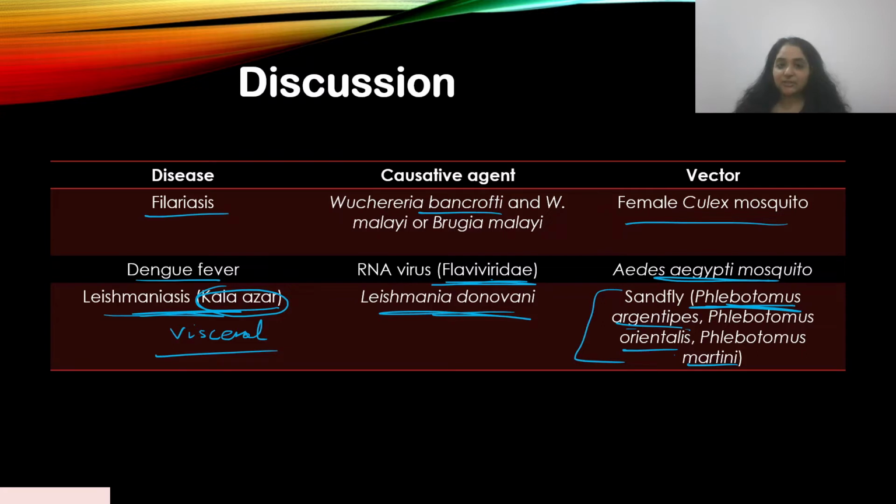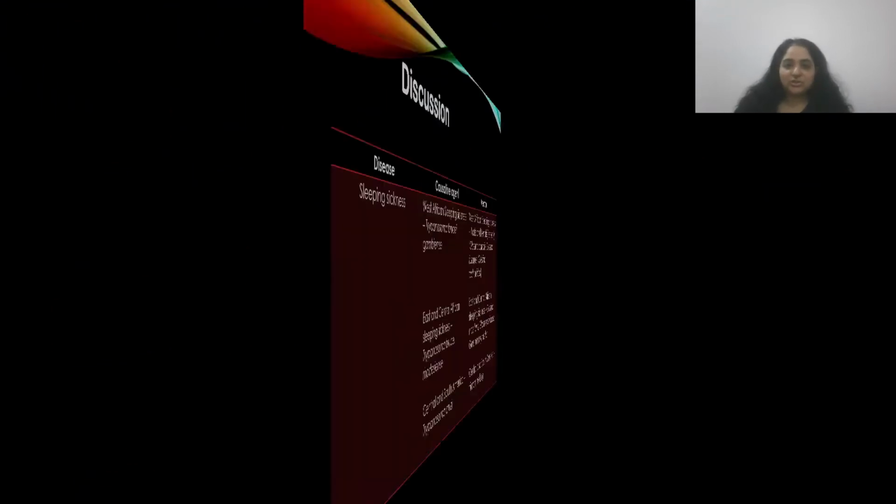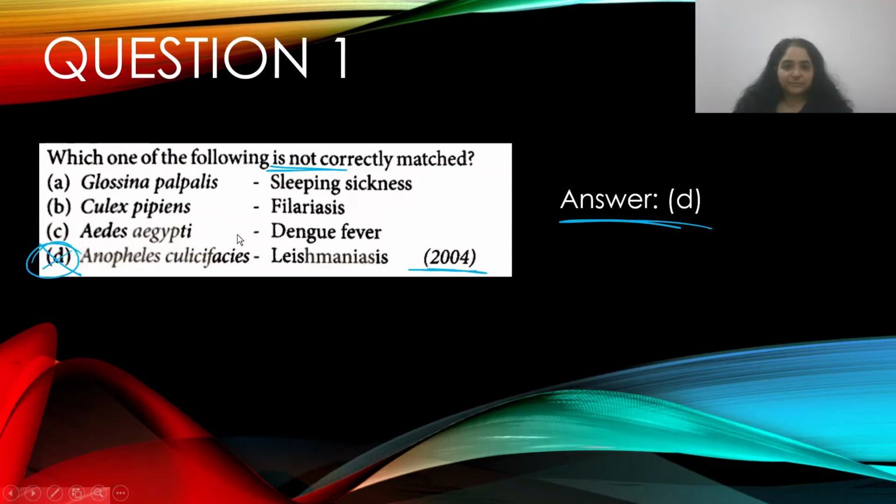So yes, Anopheles causes malaria, it carries Plasmodium, behaves as the vector for Plasmodium. So that is there, and that transports, that causes malaria eventually in humans. So that was actually, if you go back to our question, the incorrect one, which was not correctly matched. So leishmaniasis, no, that's incorrect. All right, so yeah, easy, we'll move on.